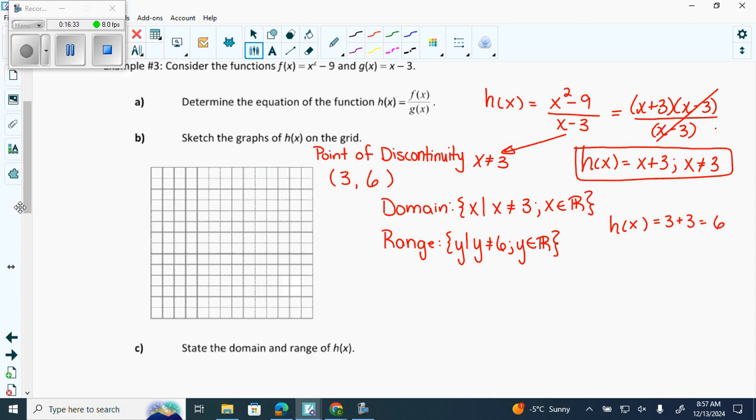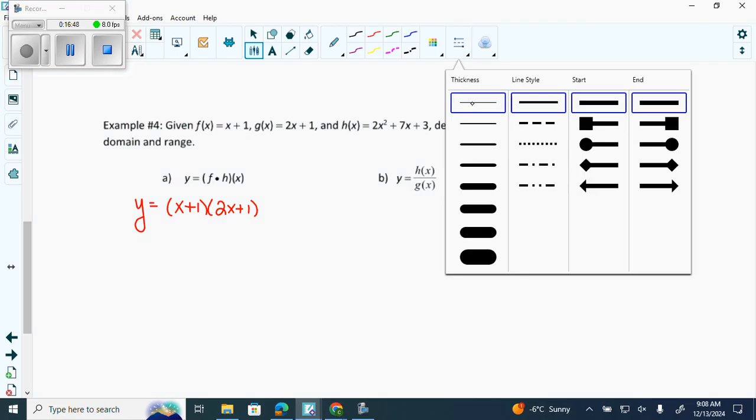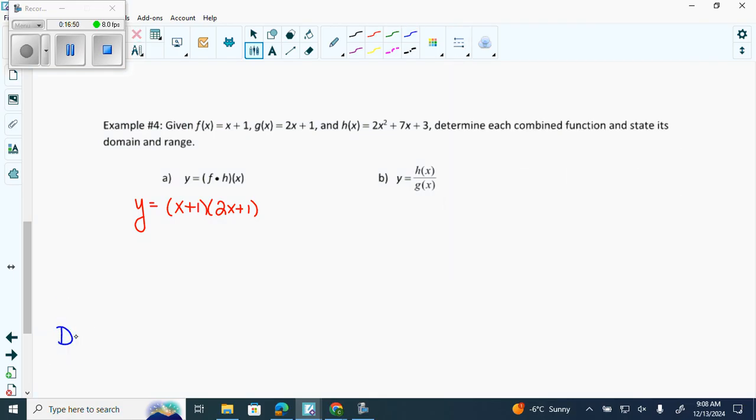I have this written down. So we're doing this. Okay. So this one is going to be y equals x plus 1 times 2x plus 1. A linear times a linear is going to give me a quadratic. I know my domain right off the bat because both of them it's x.